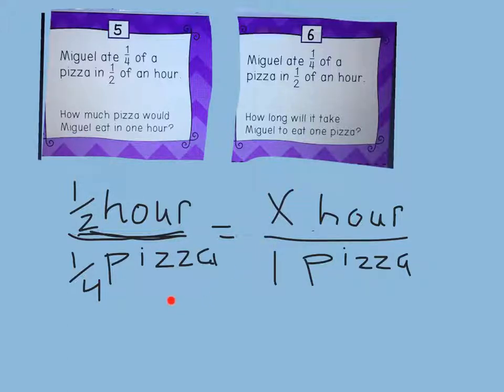All right, I filled in the information from the problem. This time 1/2 hour is on top and 1/4 pizza is on bottom. And now we're going to solve. To get from 1/4 to 1, I would divide by 1/4. Whatever I do to the bottom, I do to the top. So I'm going to divide 1/4 into the top to get my missing value, because these are just like solving equivalent ratios.